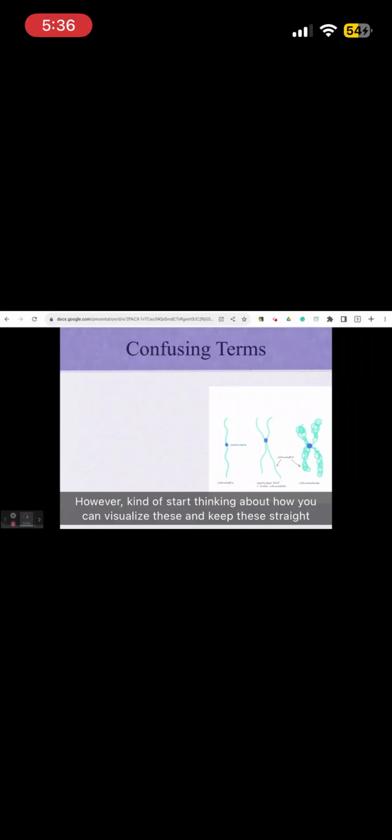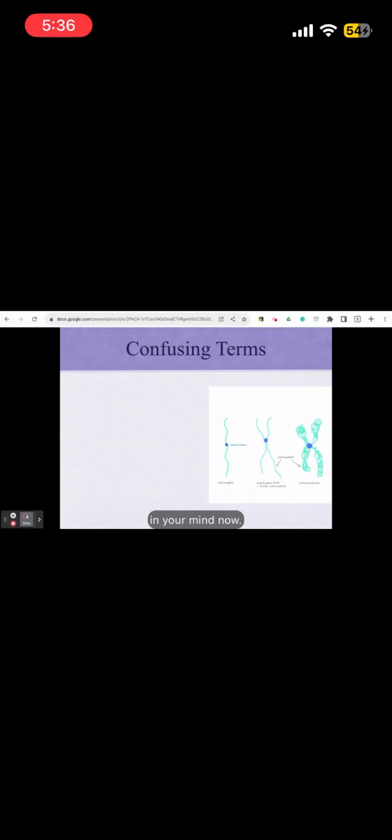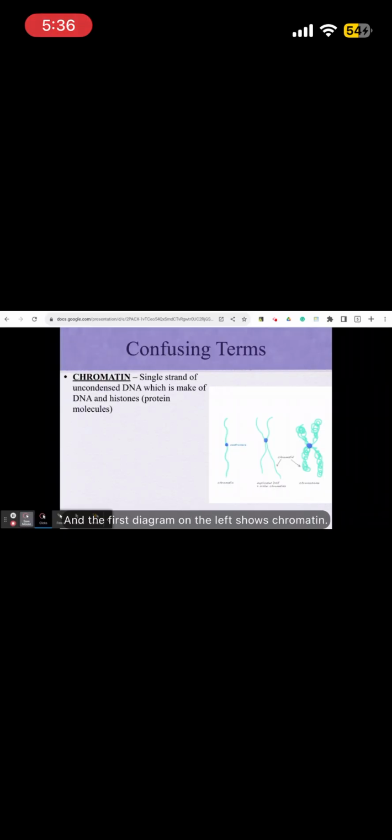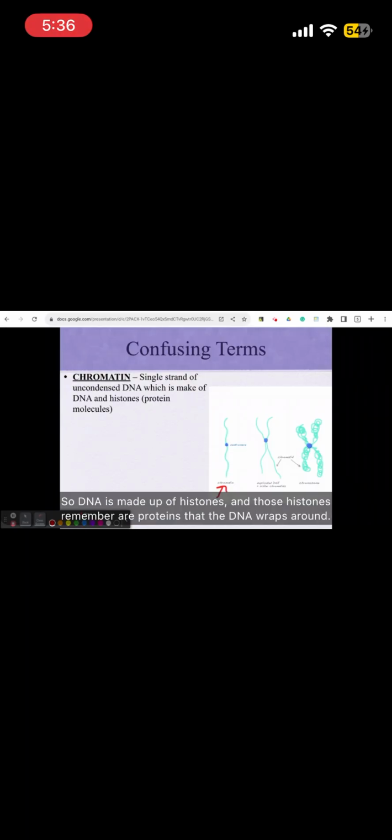All right, some super confusing terms. We will continue to look at these terms, however, start thinking about how you can visualize these and keep them straight in your mind now. The first word is chromatin, and the first diagram on the left shows chromatin. Chromatin is a single strand of uncondensed DNA. DNA wraps around histones, which are proteins.